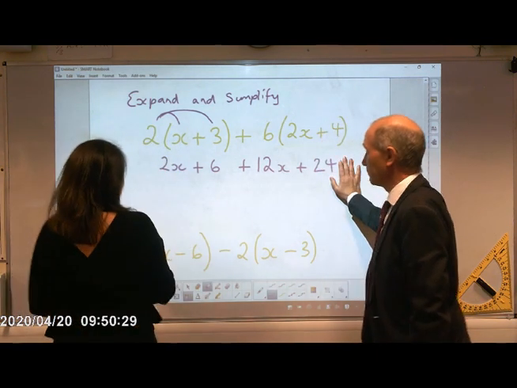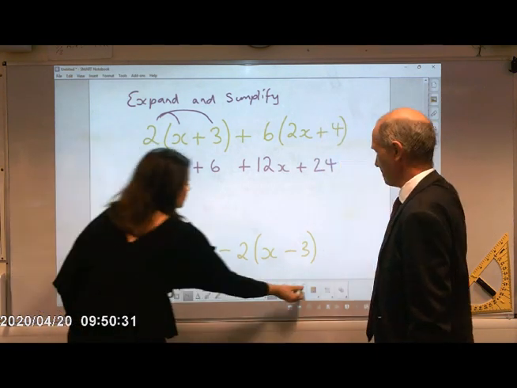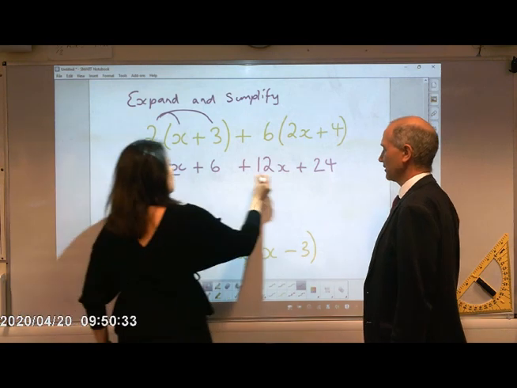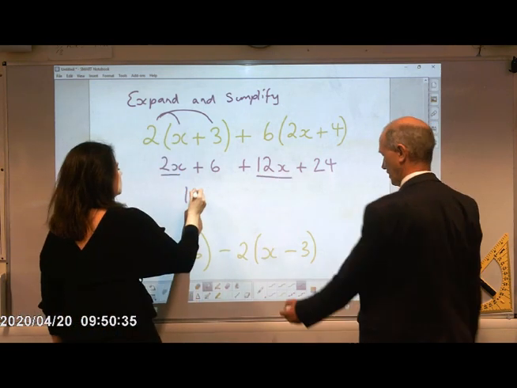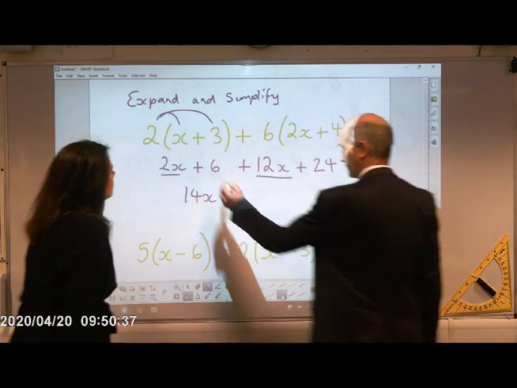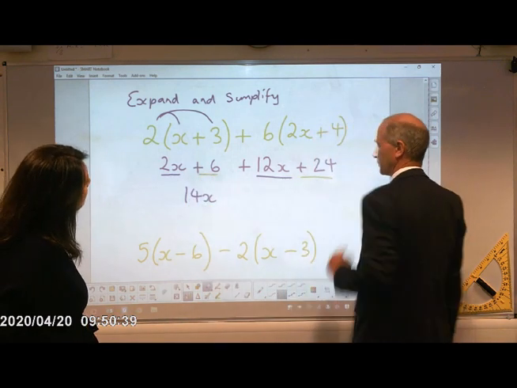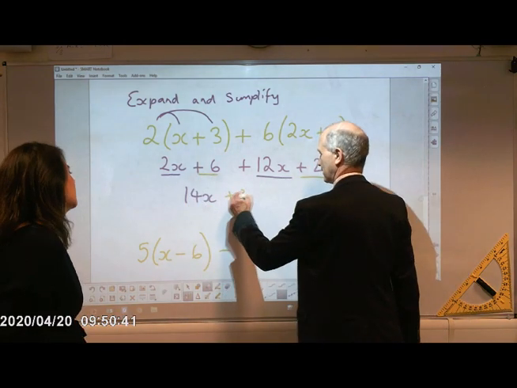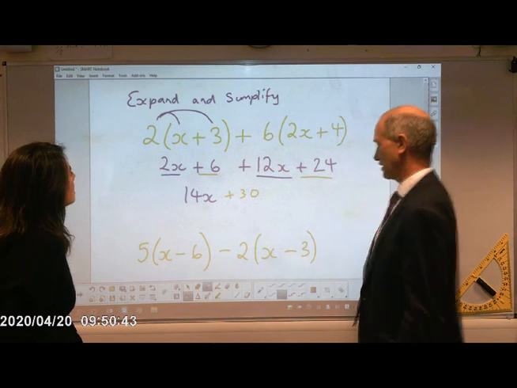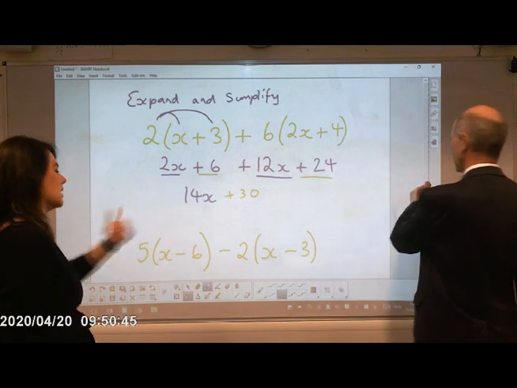Now we have expanded, so now we need to simplify. So we'll do 2x plus 12x, which is 14x. And then we're also going to have plus 6 plus 24, which is plus 30. Expand, then simplify.